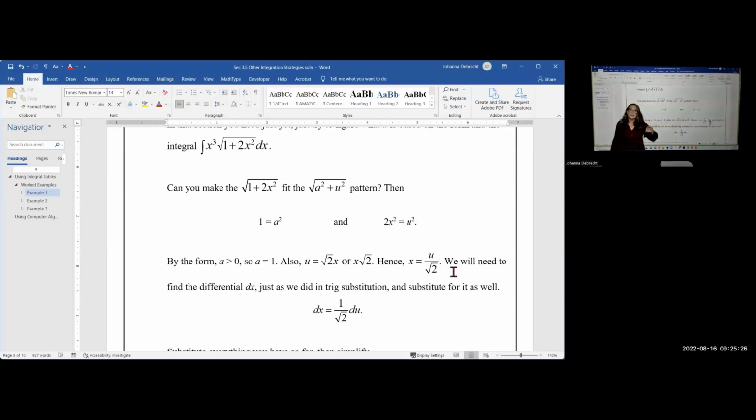That also means that I can solve for x. If I solve for x by using this equation right here, which is relating u to x, then I get x equals u divided by the square root of 2.